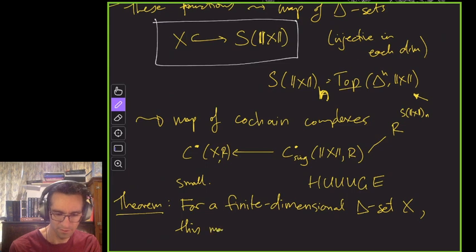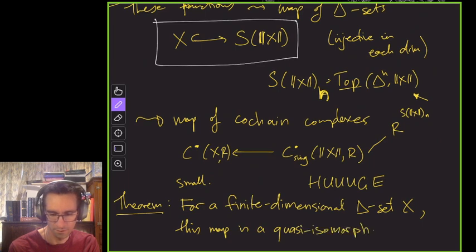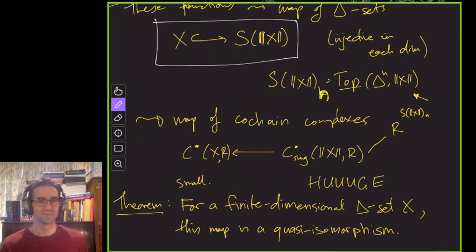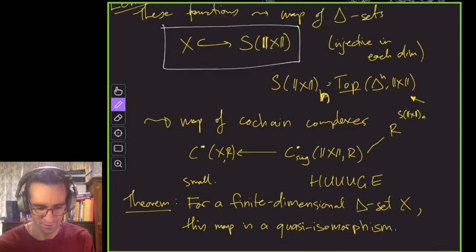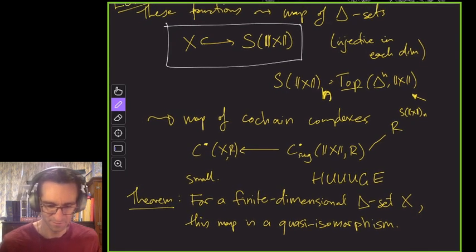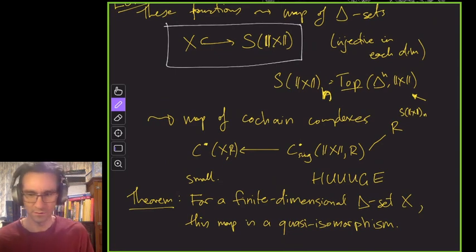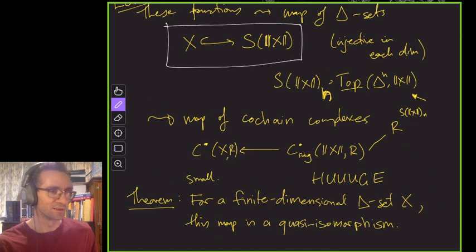This comparison map is a quasi-isomorphism. So we will prove this. This is a hot theorem. And I will leave you to ponder that and write me some questions while I sort out my issue.